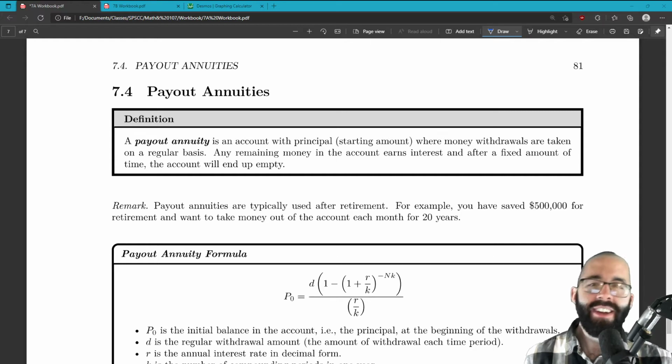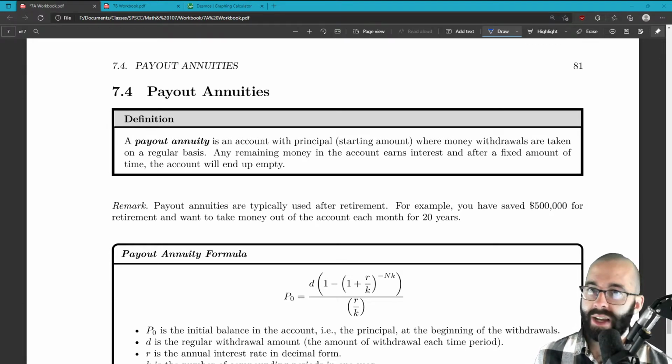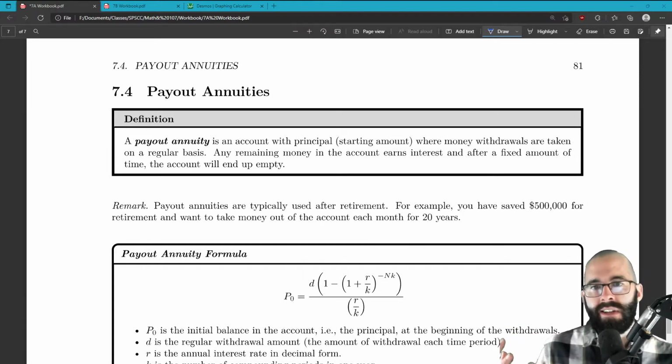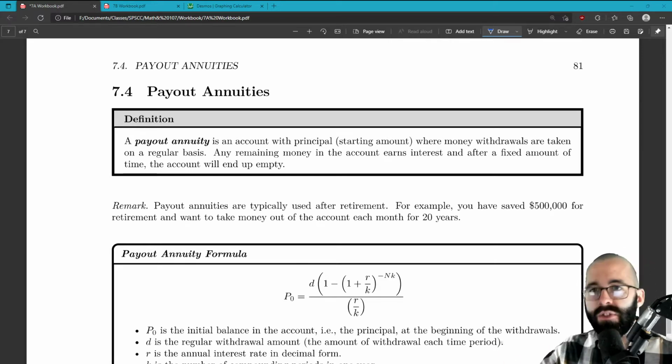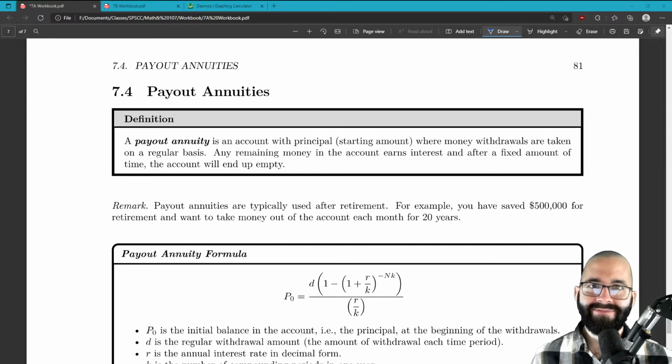All right, you've survived the worst of it for this week. Loans will be pretty spicy too, but we're going to talk about payout annuities. It's almost the same as the last video, but slightly different. So with annuities, I'm depositing every month into an account, and every month it's getting interest, growing exponentially. Eventually I will have saved my target goal, hopefully.